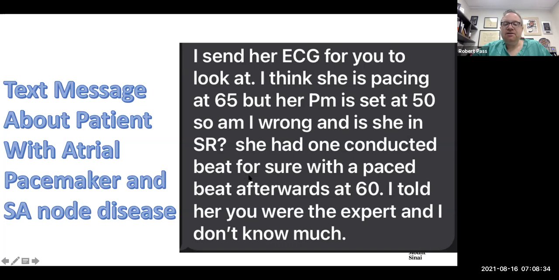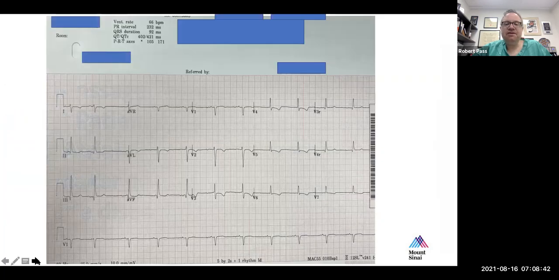She had one conducted beat for sure with a paced beat afterward at 60. I told you you were the expert and I don't know much. So this is the tracing that the doctor was referring to. Why don't I ask Grace Kung what she thinks she's looking at here.